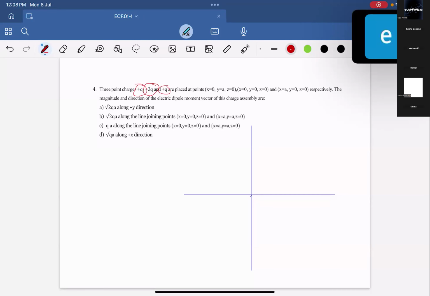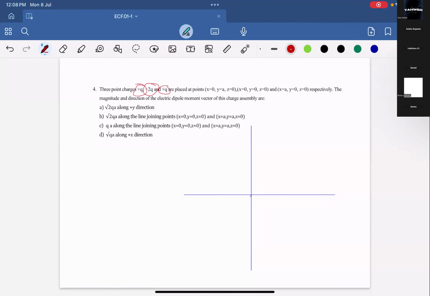Okay, so let us go to the question here. Question number 4. 3 point charges plus q, minus 2q and plus q are placed at points x is equal to 0, y is equal to a, z is equal to 0; x equal to 0, y is equal to 0, z is equal to 0; x equal to a, y is equal to 0, z is equal to 0 respectively. The magnitude and direction of electric dipole moment.